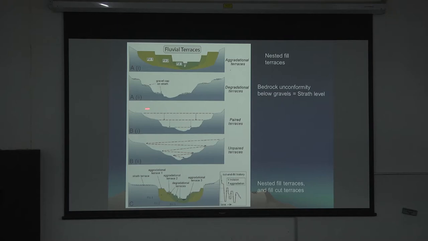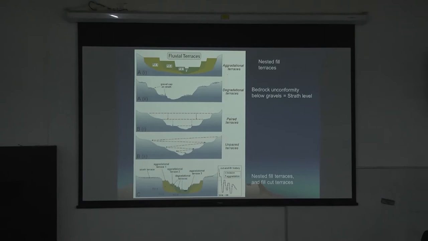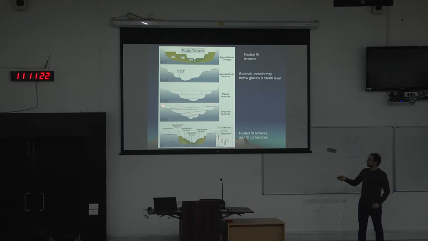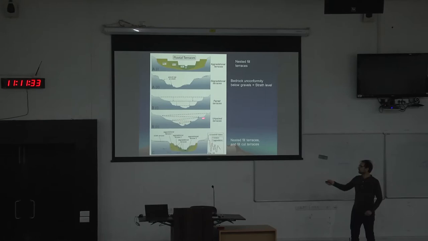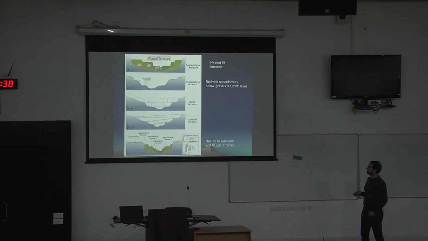So it means, in that case, that the channel or the floodplain has been reducing in width through time during incision. In contrast, if the floodplain has kept exactly the same width and has been shifting laterally, then you will expect unpaired terraces. So each terrace on one side has a different age from a terrace on the other side of the valley. And it gives an idea of the lateral shift of the floodplain that creates those terraces.